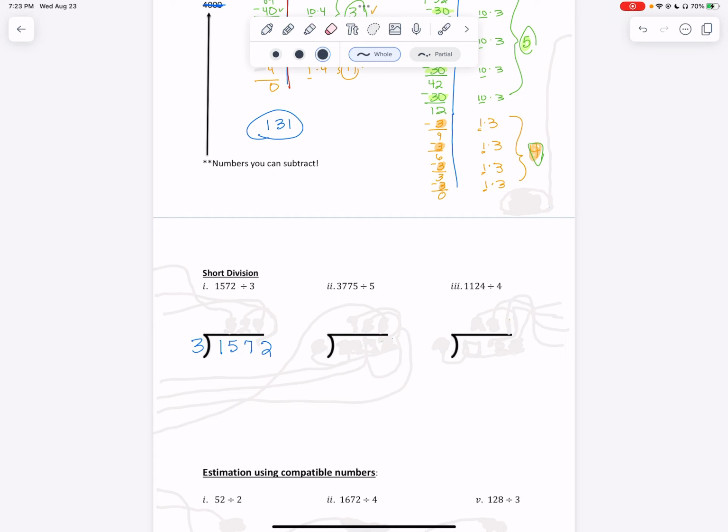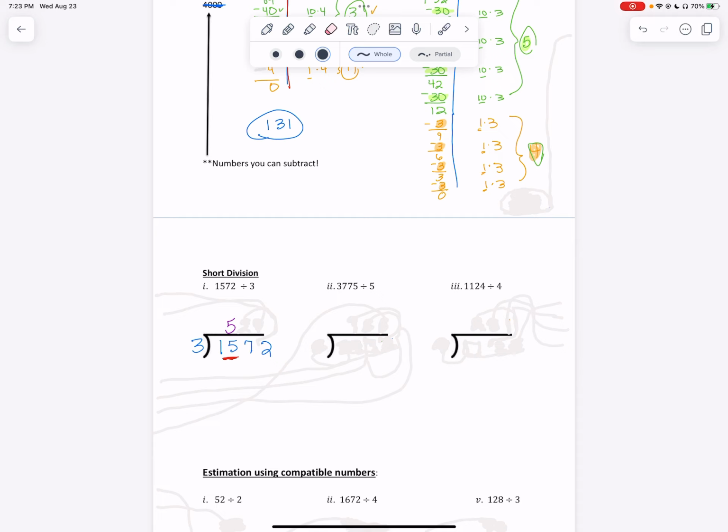1,572 goes under the house. 3 goes on the outside. Okay, so the first thing I'm going to do is look at the very first number. 3 does not go into 1, but it goes into 15. So how many times? It goes in there 5 times.